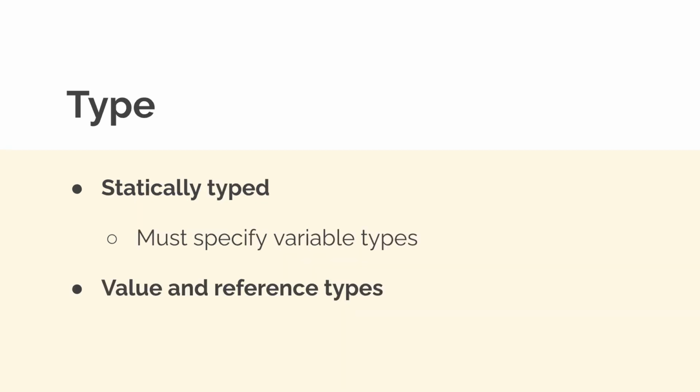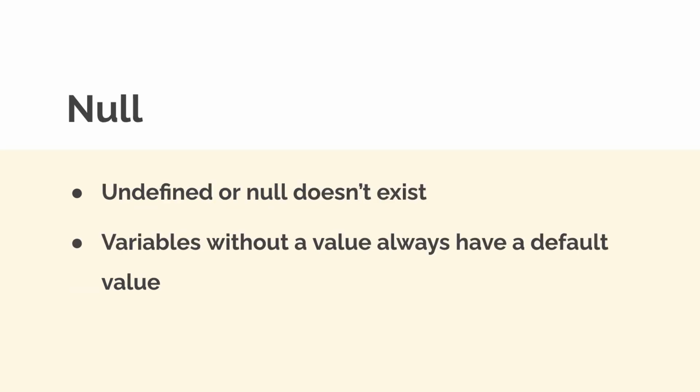In Solidity, again, we have static typing, which means we must specify variable types. We have both value types and reference types in Solidity. As well, undefined or null doesn't exist in Solidity. This might be unique because in most languages, null does exist.